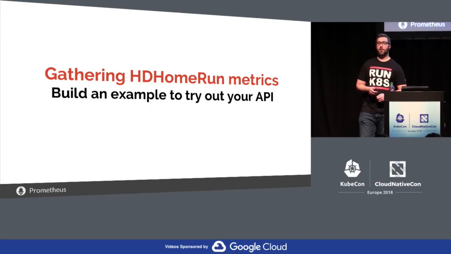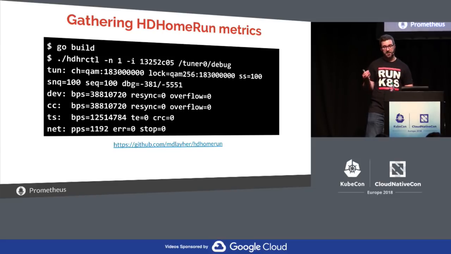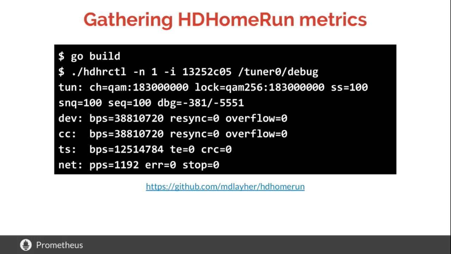So now let's build an example program and just give this a shot and make sure it all actually works. So I build and run my program, give it the ID of my device, ask it for the tuner 0 debug menu, and as you can see, it seems to work just fine.